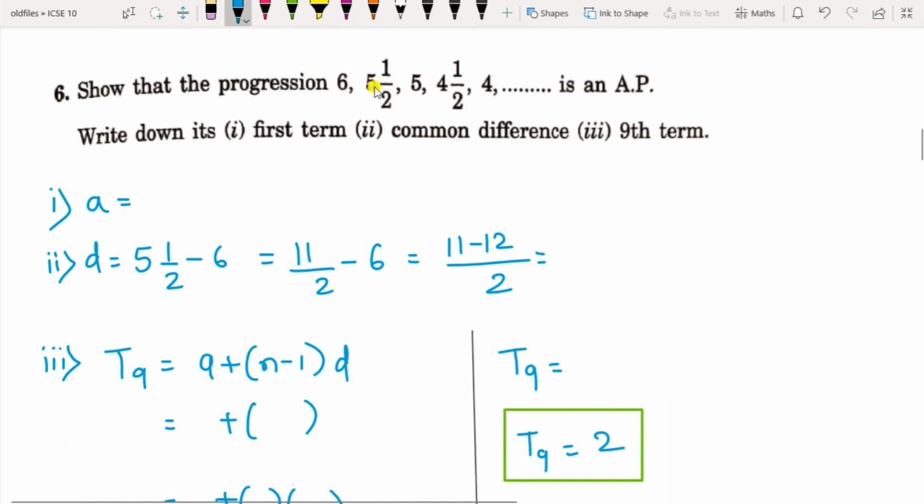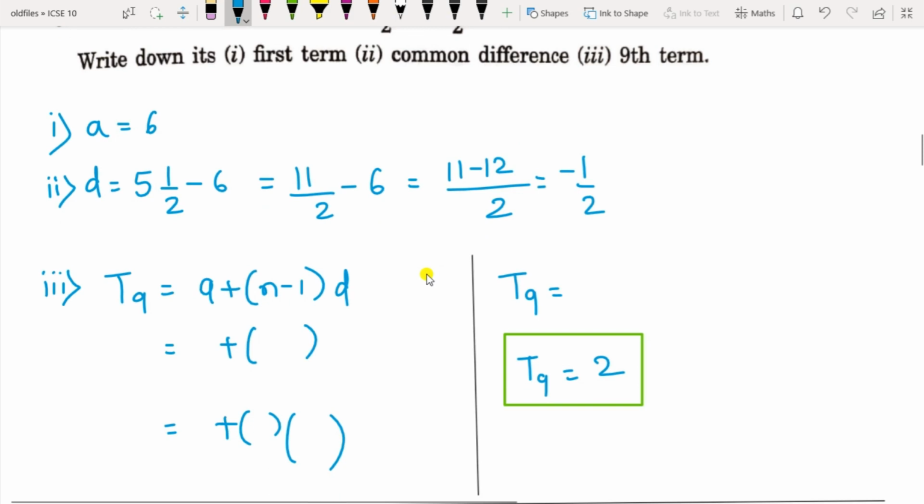Show that the progression 6, 5.5, 5, 4.5, 4 is an AP. So to show that it is an AP, you show that the difference is a constant number. Write the first term, it is 6 in this case, then write D, which is A2 minus A1. So this will be minus 1 by 2. In this case you have to take the LCM and solve. Then you have to find the 9th term.